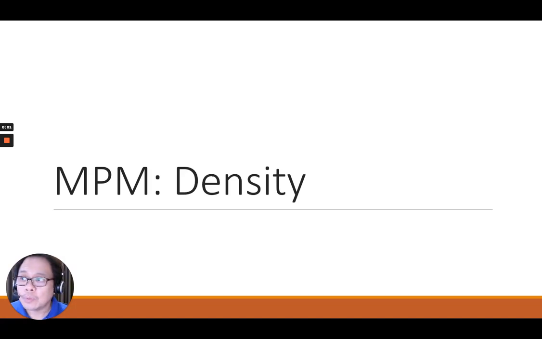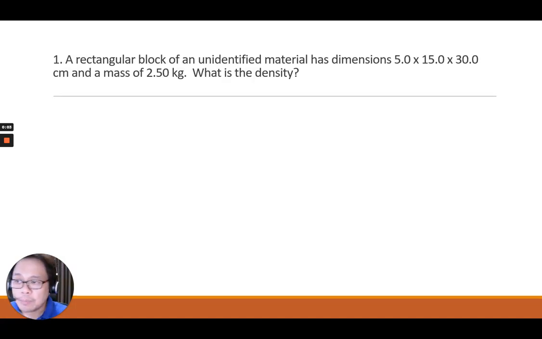Okay, let's go to number one of the density problem. You have a rectangular block of an unidentified material that has dimensions 5.0 by 15 by 30 centimeters and a mass of 2.50 kilograms. What is the density? You are not told what set of units you're going to use, whether it's going to be MKS, CGS, or FPS.